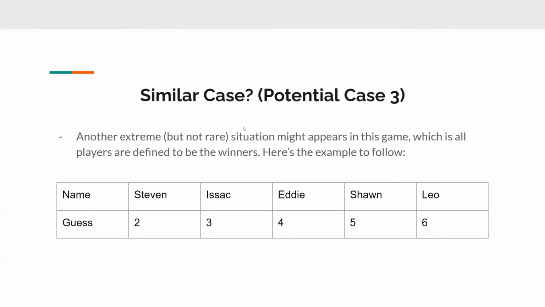Okay, so there's a similar case here, where everyone takes a different guess. For example, here Steven takes 2, Isaac takes 3, Eddie takes 4, and the other 2 pick 5 and 6. So here, everyone is a winner, which means that everyone wins the money, and also that means everyone doesn't lose money, right? So given that the sum of money is constant here, we conclude that each of the players didn't win and didn't lose in this case.